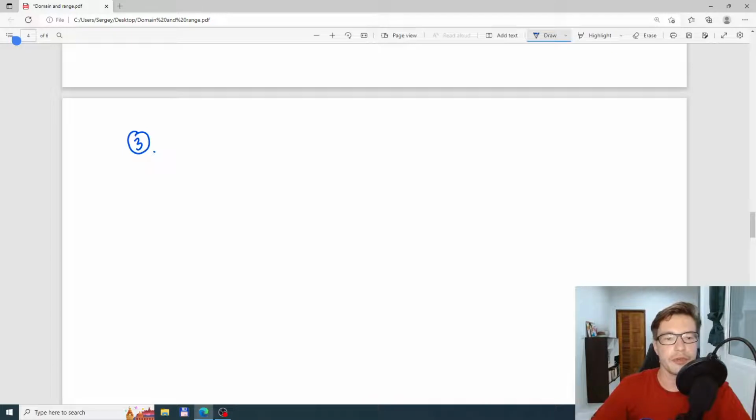This time it's going to be square root. Y equals the square root of 4 minus x. Now remember, we cannot take the square root of a negative number, so that means 4 minus x must be bigger or equal than 0.